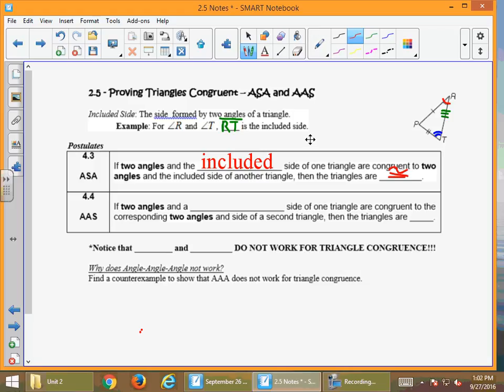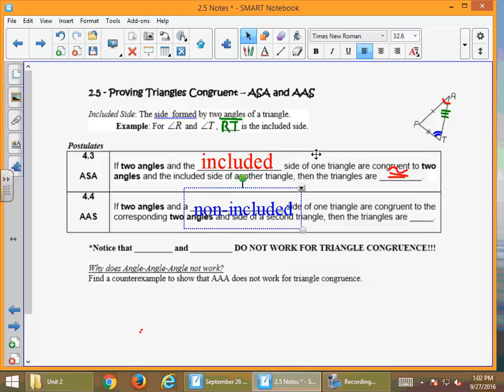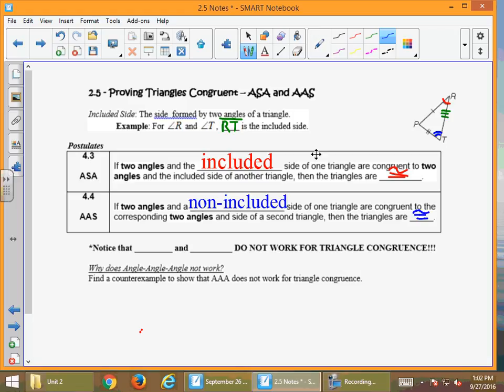Brings us to the next one. Angle, angle, side. If two angles and the non-included side, so a side that is not in between there, non-included side of one triangle are congruent to the corresponding two angles and the side of the second triangle, then they are also congruent.